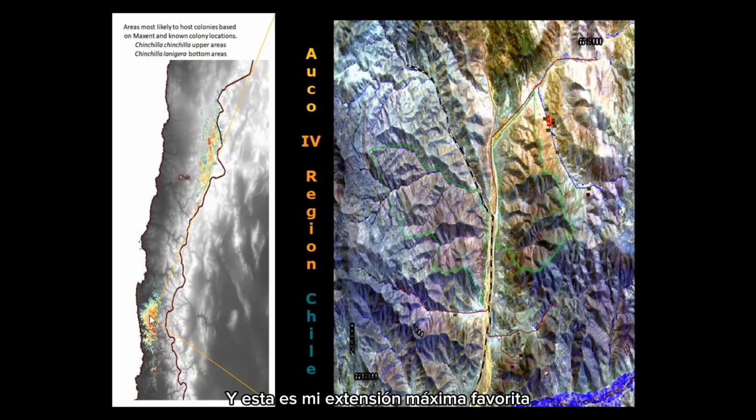And this is Maxent, a program. What it does is it takes areas where you know there's chinchillas or whatever animal is, point data, and you put it into this program and tell it what variables you want it to compare against. We used elevation and some different climate variables, and it tells us the most likely areas for these animals to exist. So this is for the short-tailed chinchilla. These are the most likely areas for it to exist, the darker the red. And this is the long-tailed chinchilla. This is the short-tailed chinchilla.